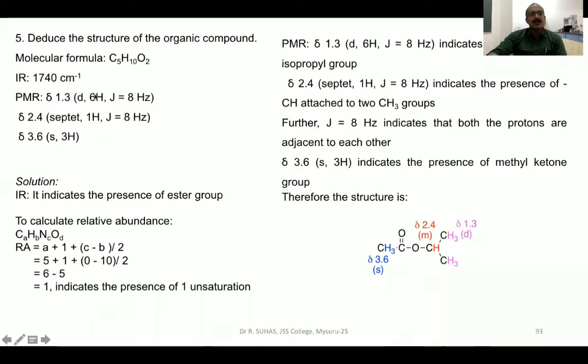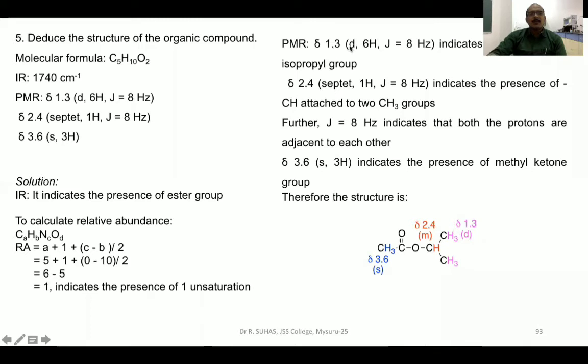J is equal to 8 Hertz, J is equal to 8 Hertz. It refers that these two protons are nearby each other. These two protons are neighbors to each other, and hence the J value is same. We will see what the structure is now. So IR, it indicates the presence of ester functional group. So the double bond equivalence, it is coming to 1. That means there is only one unsaturation in the compound.